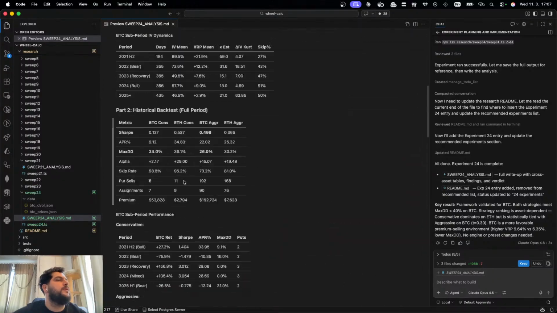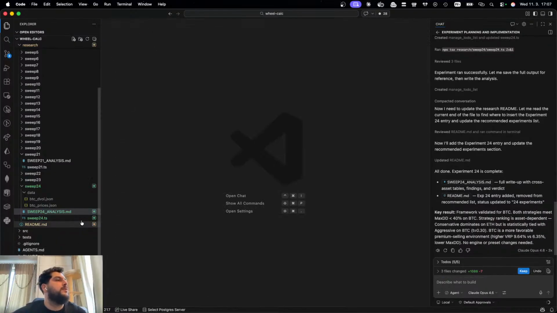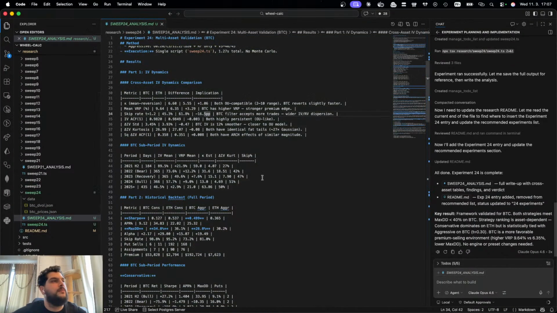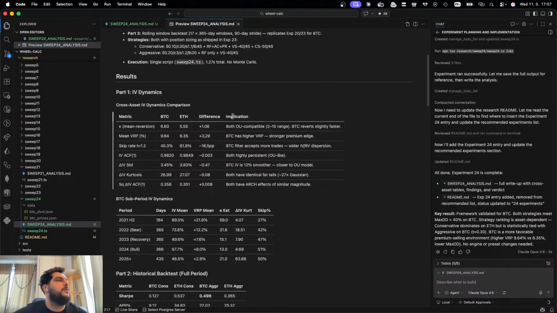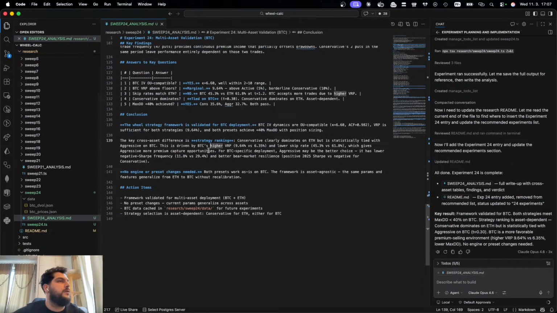I don't know what is happening with this. So the conclusion is the Wheel strategy framework is validated for BTC deployment. BTC IV dynamics are OU compatible. VRP is sufficient for both strategies, and both presets achieve less than 40% max drawdown with the position sizing.